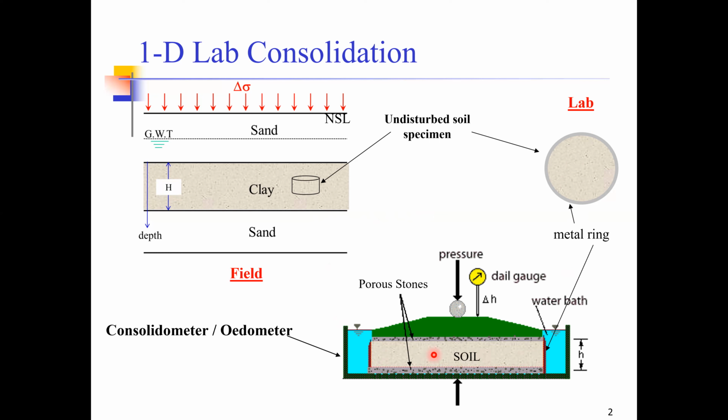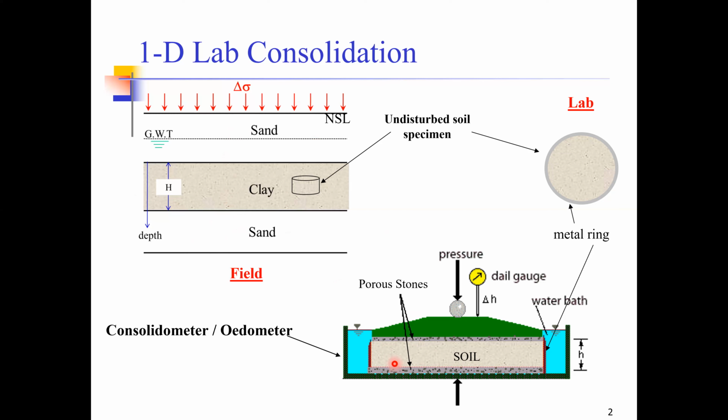Now, it is placed inside this metal ring in such a way that there is a porous stone at the bottom and a porous stone at the top. What does this porous stone at the bottom and the top do? It actually is replicating the field conditions, because you can see in the field at the top and at the bottom of the clay layer, there is a pervious layer. Now, in order to reproduce the same conditions, we put porous stones at the top and at the bottom.